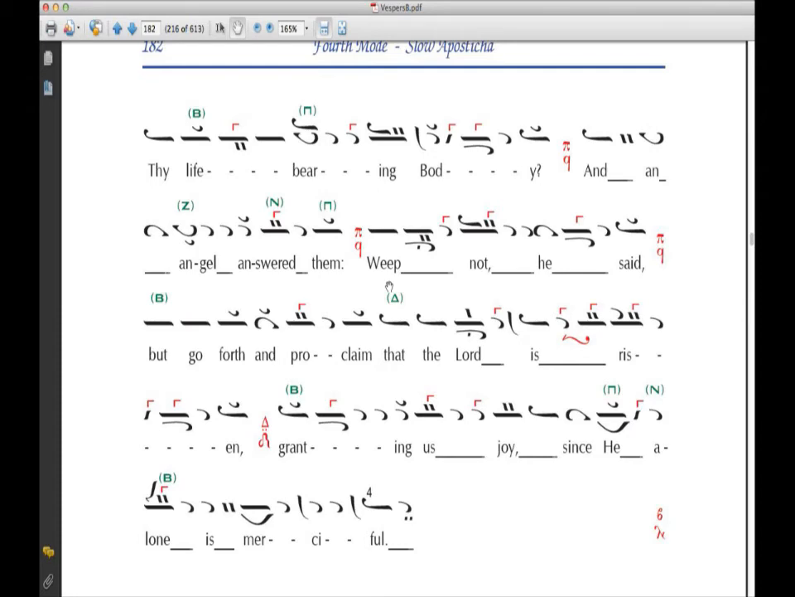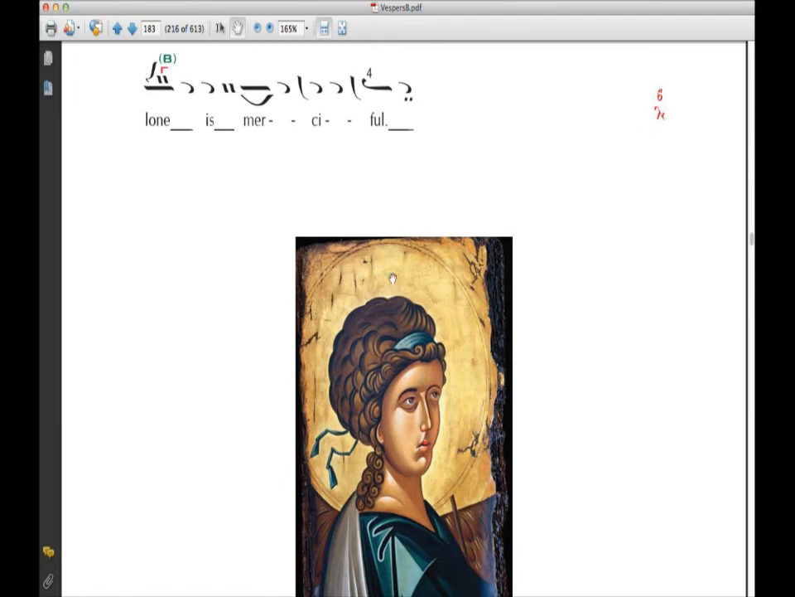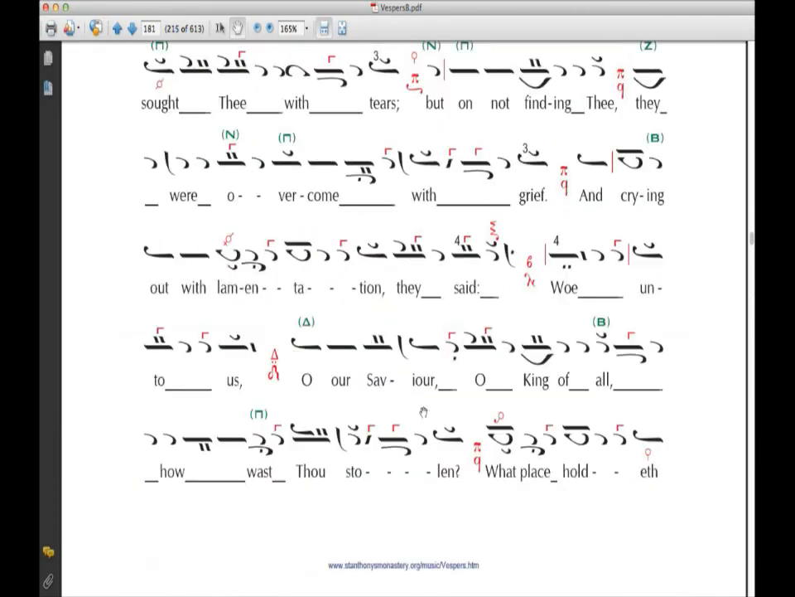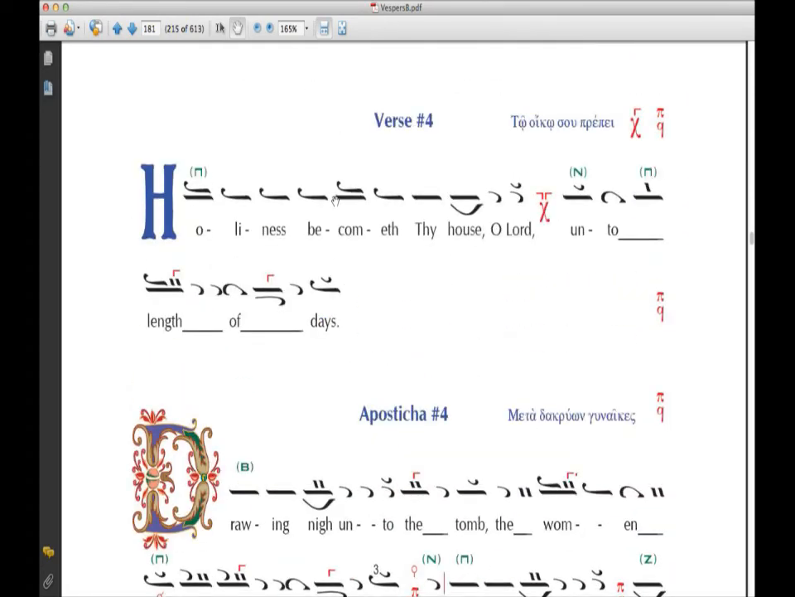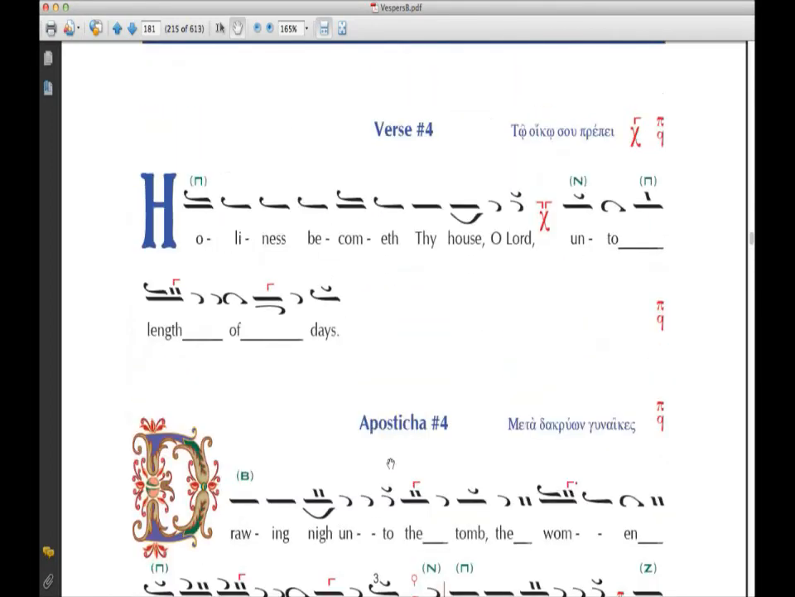Okay, alright, let's do Paralagi with the note names. And then this is the final one of the set, and then we have the Theotokian. Alright, cool. So we'll probably just finish this up. Holiness becometh thy house. How does this go? Agia. Holiness becometh thy house, O Lord, unto length of days.